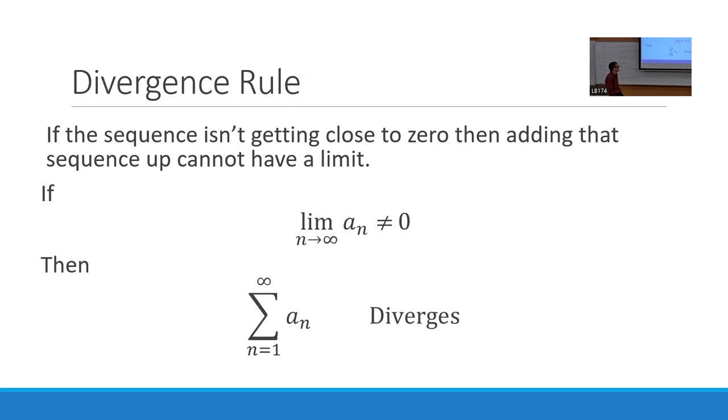And therefore, from now on, if we see that the underlying sequence doesn't have limit going to zero, we're just going to use the divergence theorem. We don't have to come up with all the partial sums. So we can do things a little bit faster. We don't have to find those partial sums every time.